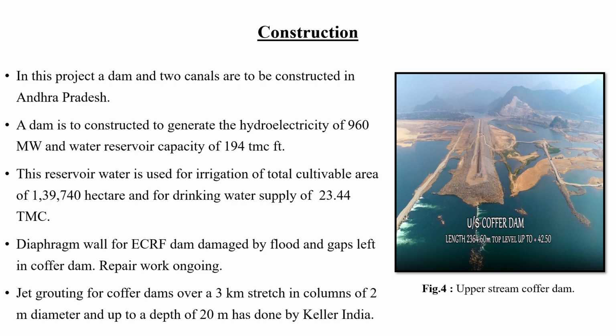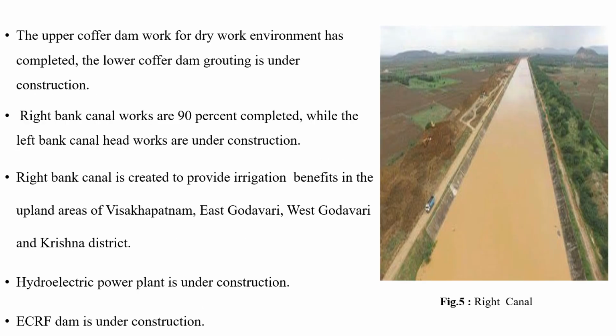Now, jet grouting for coffer dams over a 3 kilometer stretch, in the shape of columns of 2 meter diameter and up to a depth of 20 meter, has been done by Keller India. Keller India means a company which is going to do this by jet grouting, right? And also on the right side, this is a picture of U/S coffer dam. It means upper stream coffer dam, whose length is 2364.6 meter. Right. Now come to the next slide.